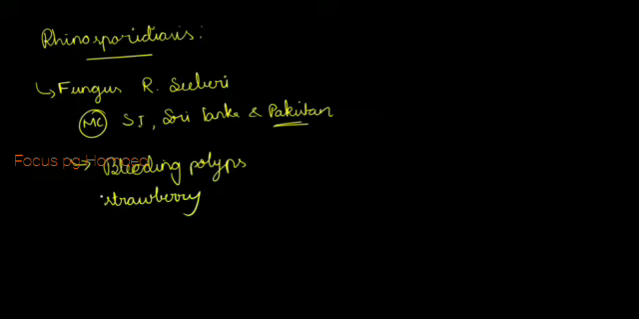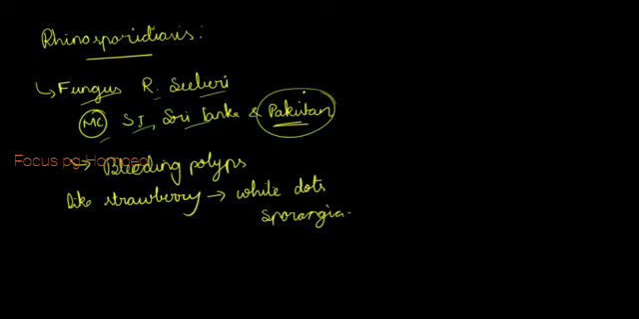Why does it appear like a strawberry? It's because of the spores. These white dots on the bleeding polyp indicate the sporangia, that is, the spores of the fungus. So this is rhinosporidiosis, which is caused by the fungus Rhinosporidium seeberi, most common in South India and Sri Lanka, and bleeding polyps will be there. It looks like a strawberry, and the white dots indicate the sporangia.